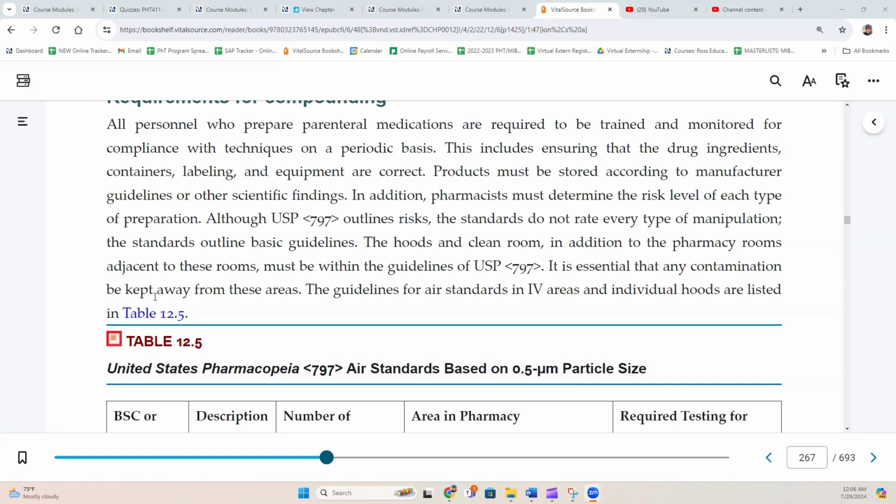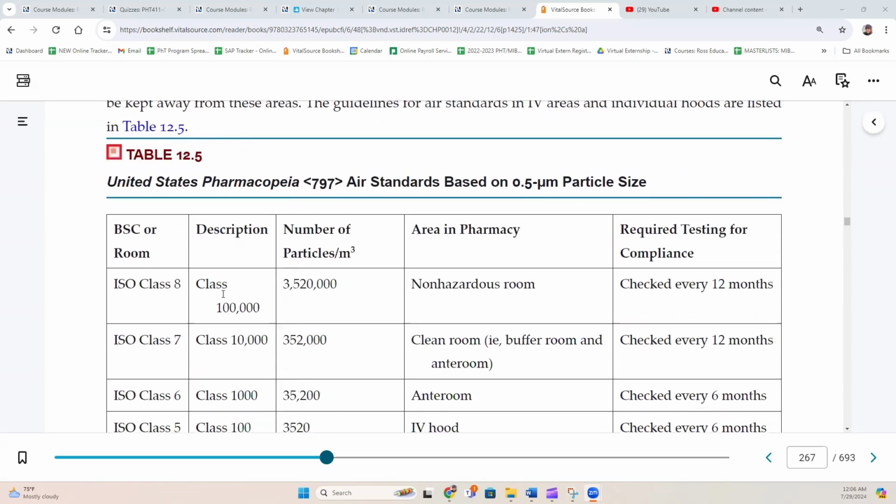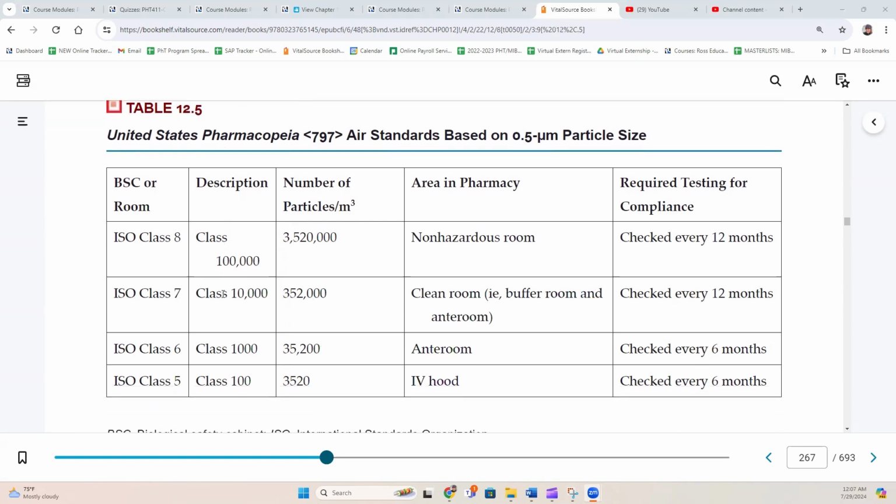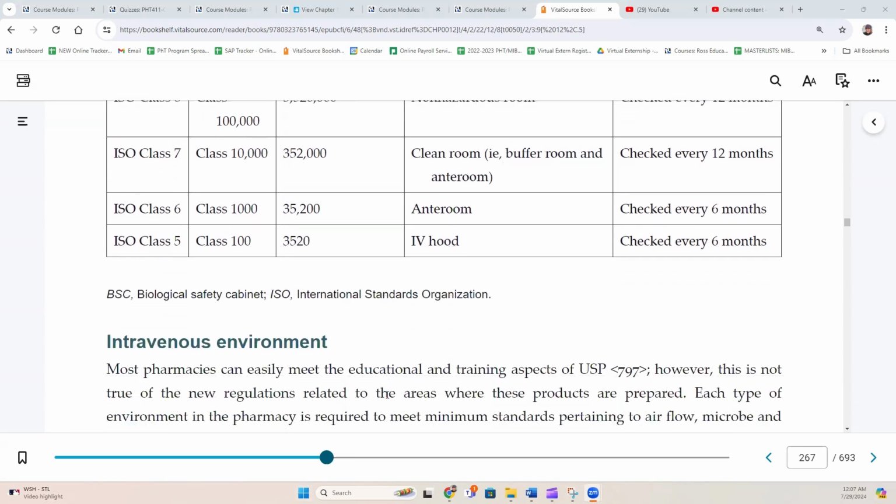The hoods and clean room, in addition to the pharmacy rooms adjacent to these rooms, must be within the USP guidelines of USP 797, and it is essential that any contamination be kept away from these areas. The guidelines for standard air standards in IV areas and individual hoods are listed below. So you can see the United States Pharmacopeia 797 air standards based on 0.5 micrometer particle size.